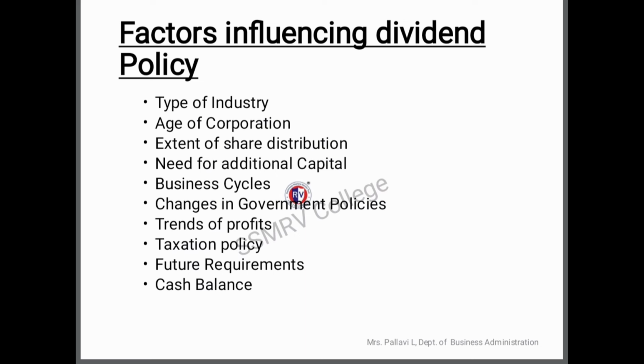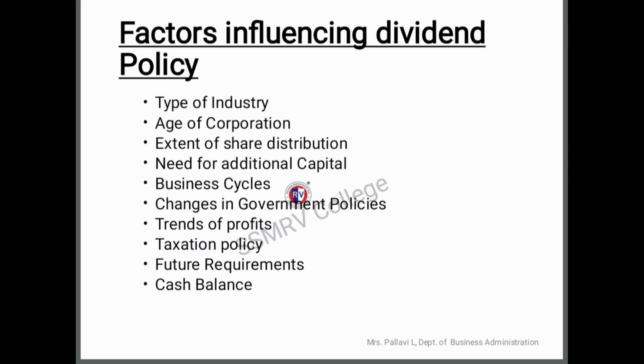And the next factor is future requirements. If the company feels they should accumulate more reserves to face the uncertainties in future, they would decide on the dividend policy based on the future requirements.